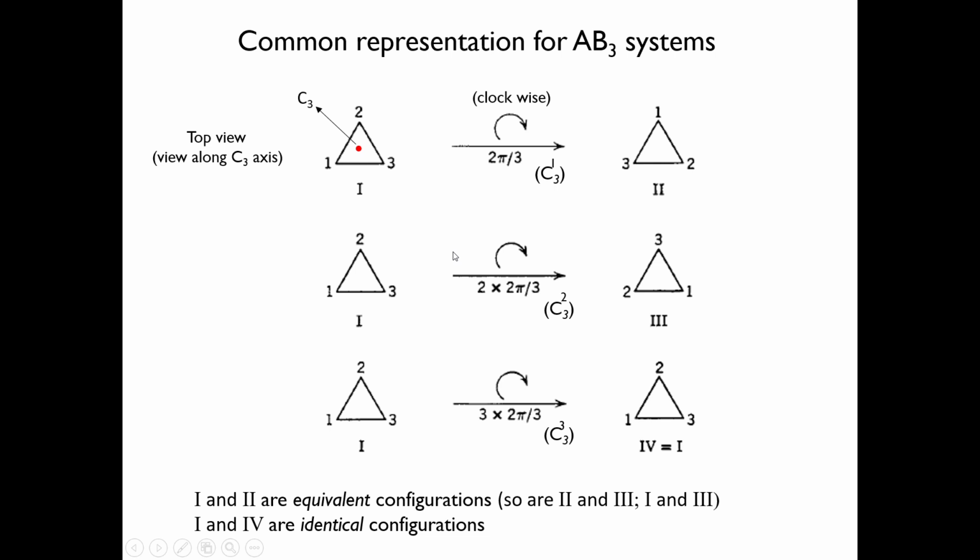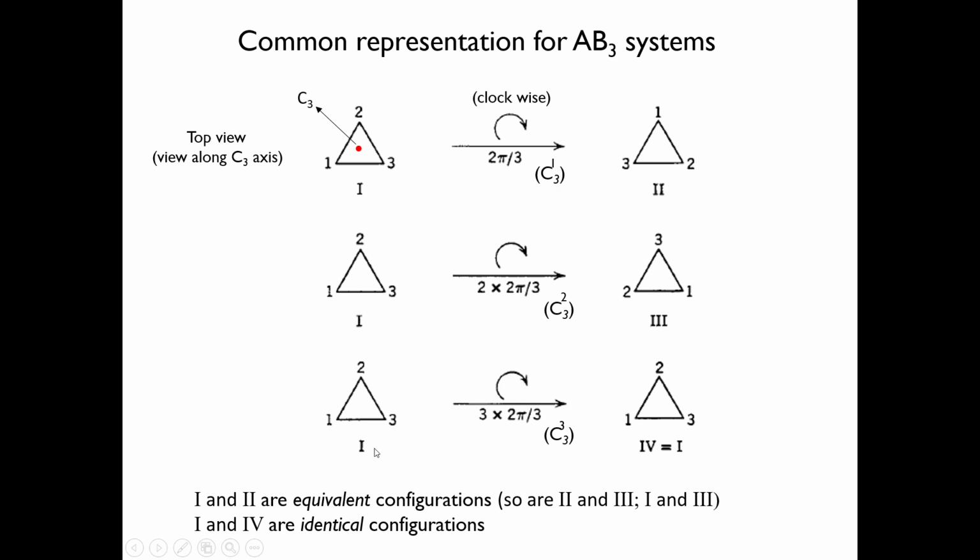Similarly, from 1, if you do the 240 degree rotation or C3^2 rotation, again this 1 will shift 2 positions. It will first come to the 2, then it will reach finally the position near the 3. 3 also will move 2 positions. So you can see that configurations 1 and 3 are equivalent.